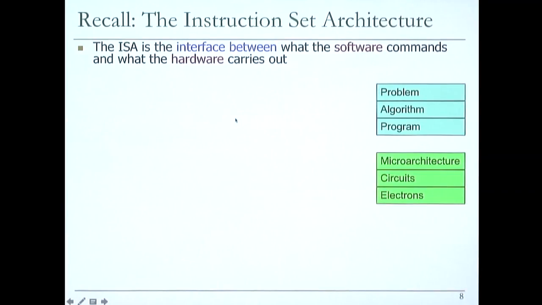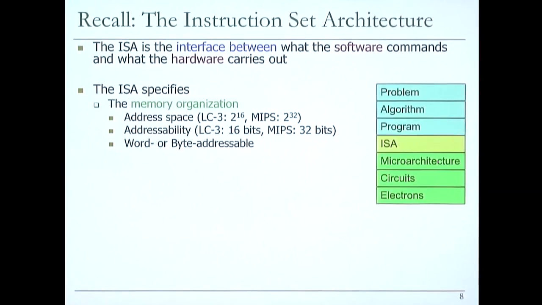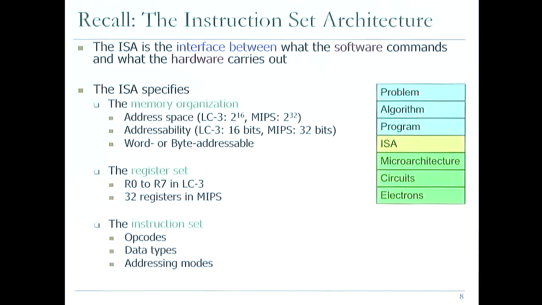And also recall what's the instruction set architecture. It's the interface between software and hardware. And as you already know, this ISA specifies the memory organization, the register set, and the instruction set. And that's what we are talking about. We started yesterday talking about the instructions, and we continue from this point with the operate instructions.